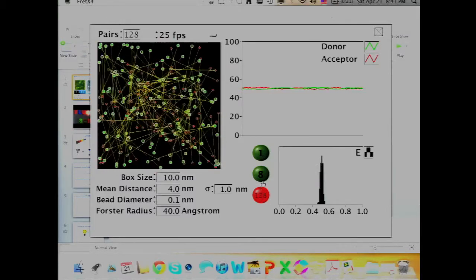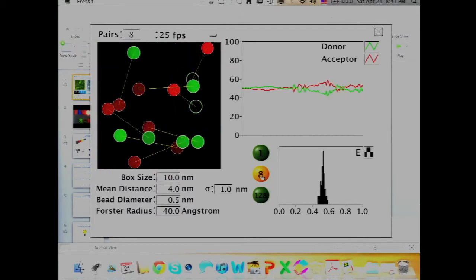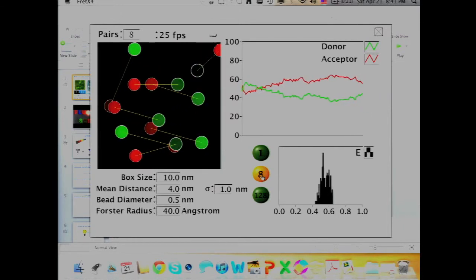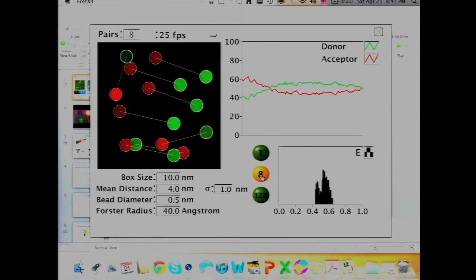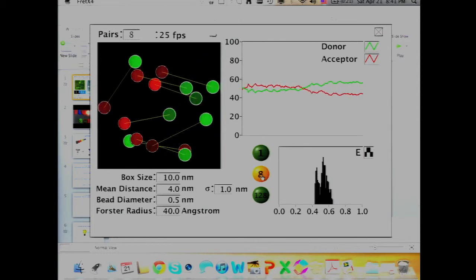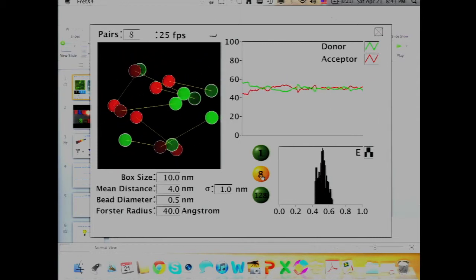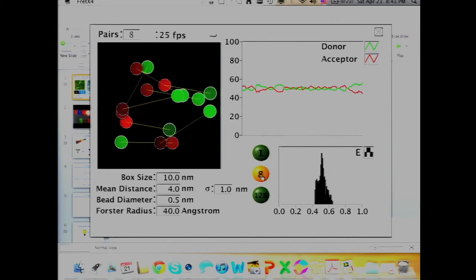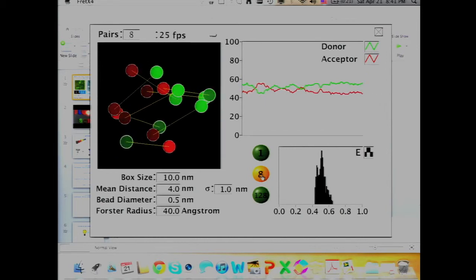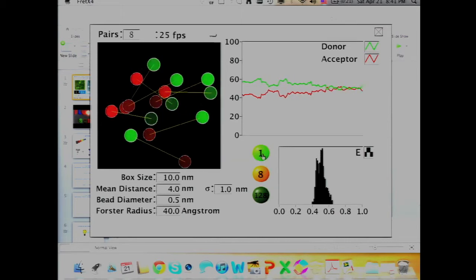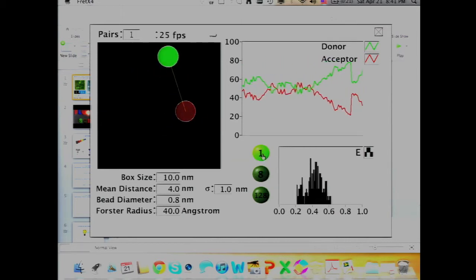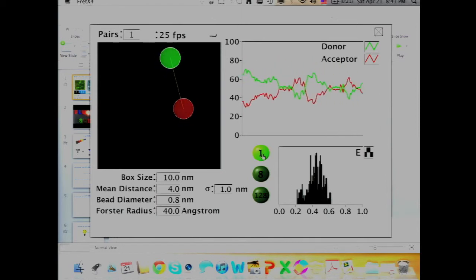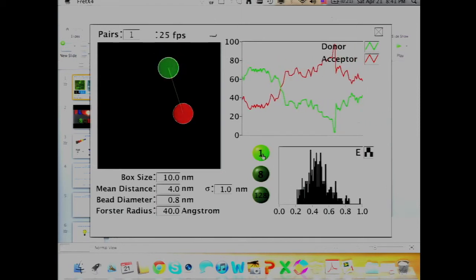If you reduce the number of molecules in your test tube, now you get a much noisier signal. You can note that the signals from donor and acceptor are anti-correlated. When one goes up, the other one goes down. The range of values that you get is much broader now. You get a histogram. And if you further reduce the number of pairs to a single pair, you get very strong fluctuations. And basically, over time, you'll see only one value.